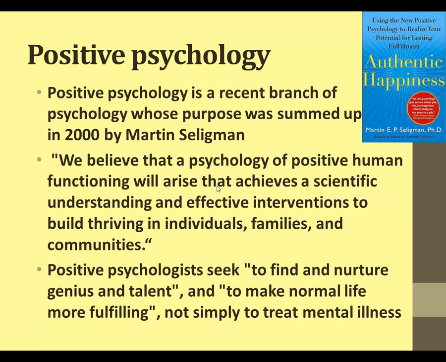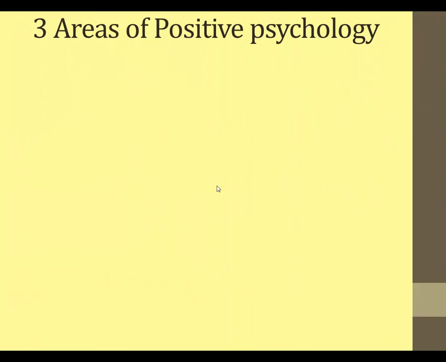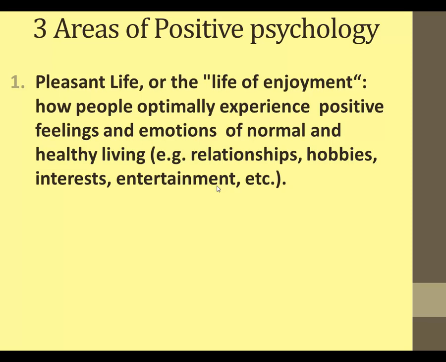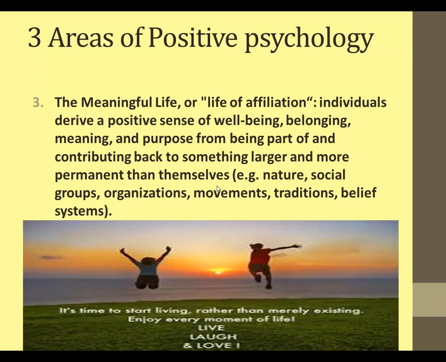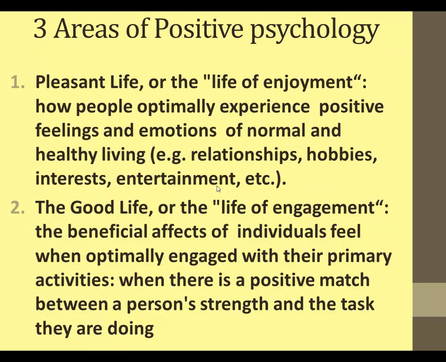What can we learn from health to inform us about ill health? Okay? It's a scientific understanding to bring interventions to build individuals, families, and communities. So it's quite global in his approach. Seek to nurture and develop to make life more fulfilling. Again, self-actualization concept at play. So the three areas is the pleasant life, life enjoyment. How do people fulfill their healthy living? The good life, life of engagement. Again, that's the relationships. And the meaningful life, or life of affiliation. That's the existential part. What gives your life meaning? Okay, so these are three important elements moving forward to think about.